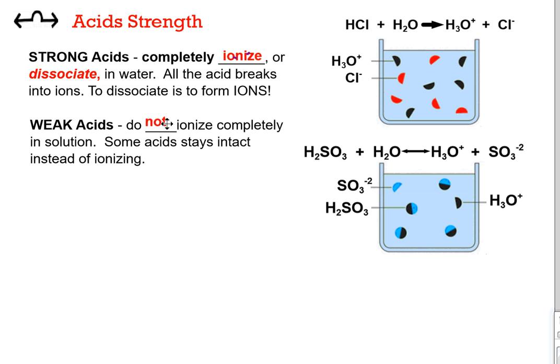Weak acids do not ionize completely. This is sulfurous acid, and when exposed to water, we see some ions form, but most of that molecule, because it's polar, stays in the water, but water is not able to overcome the strength of the hydrogen for the sulfite ion, so that stays intact. But it's still an acid because it still forms hydrogen ions in solution.